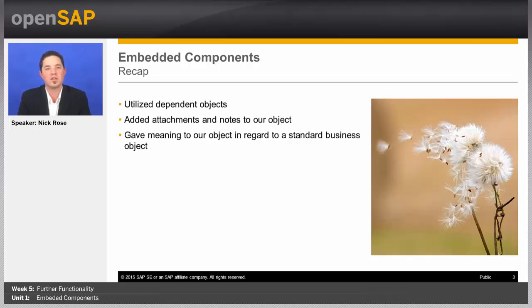But what we've done here is just taking a standard object and giving some extensions. And like we said, we wanted to show it on a new tab, so we created the embedded component to be able to do that, and then embed that as a new tab. So that is embedded components. That is the end of this unit. Thank you very much.